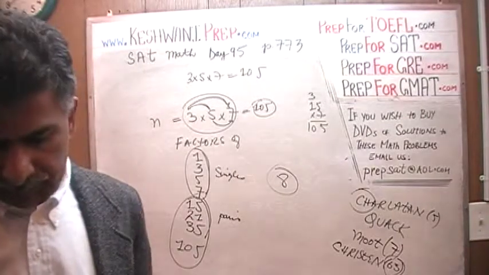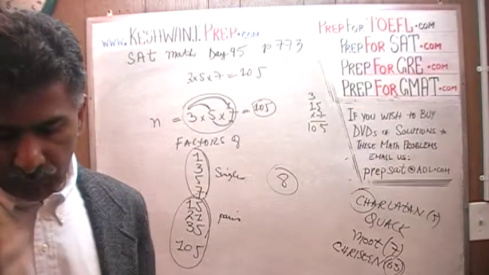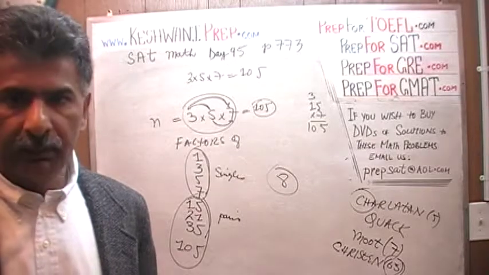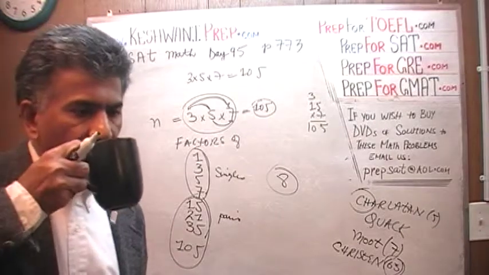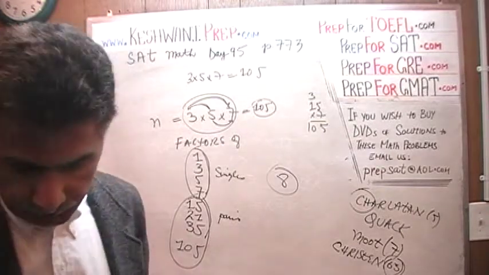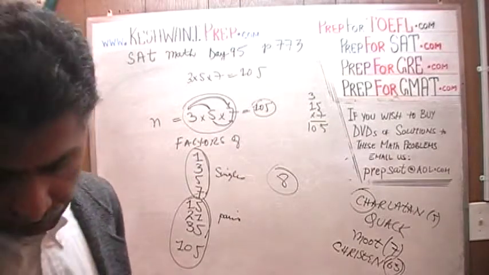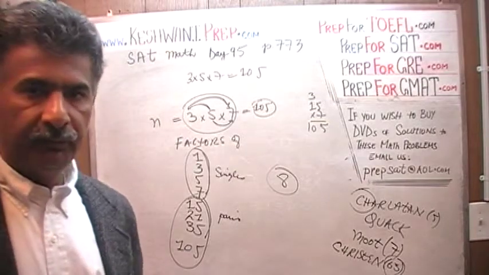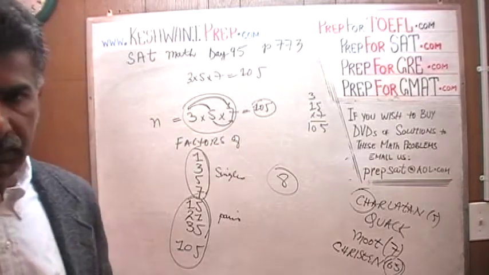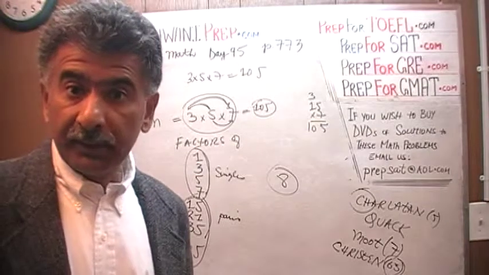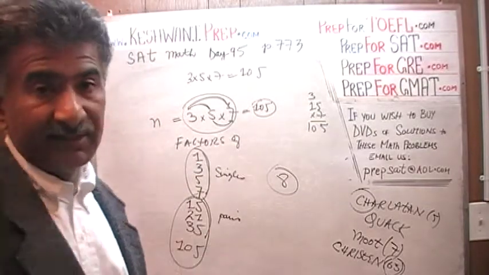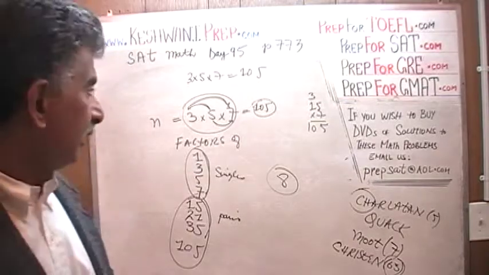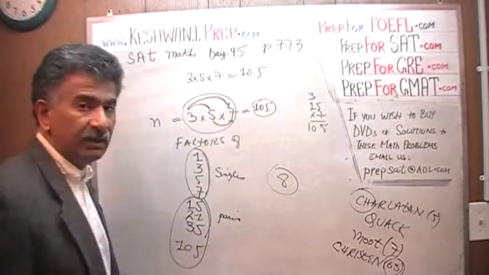Question was, how many positive factors, including 1 and n, does n have? It has 8 factors. And n in our case is 105, because we plugged in 3, 5, and 7. Had you plugged in 3 other prime numbers, the value of n would have been different, but the procedure would be exactly the same. Doesn't matter what 3 numbers you plug in for the 3 prime numbers.